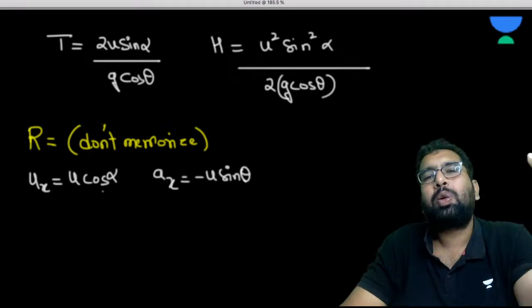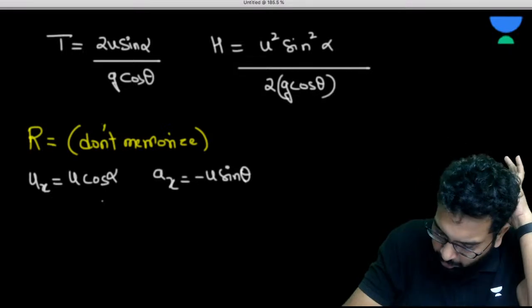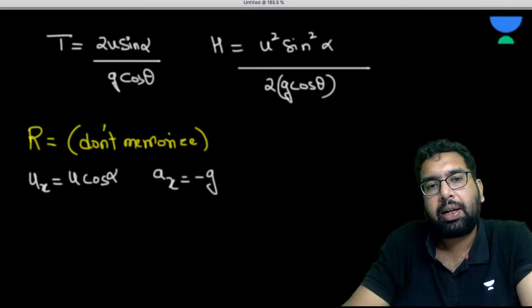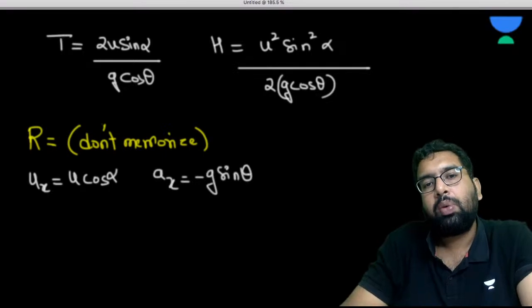How much are you going to memorize? Then this is not feasible. So what are we going to do? Oh, minus g sine theta, I must write. Minus g sine theta. Now we have ux, we have ax.